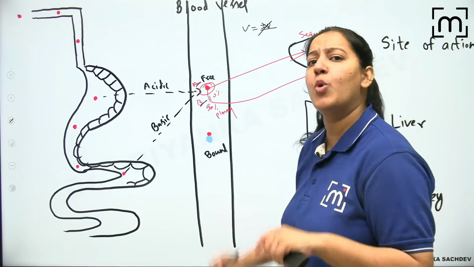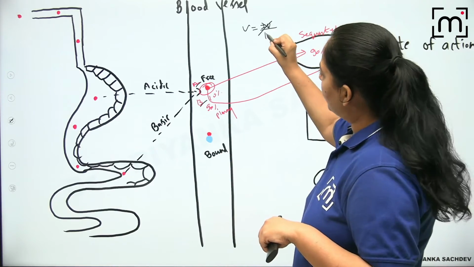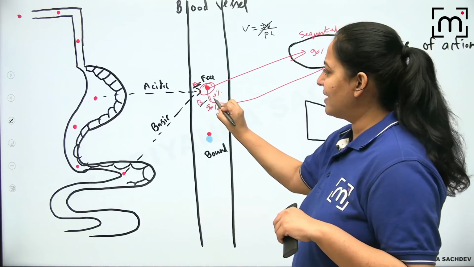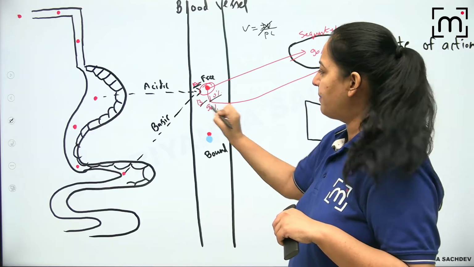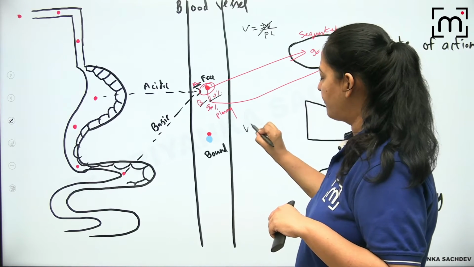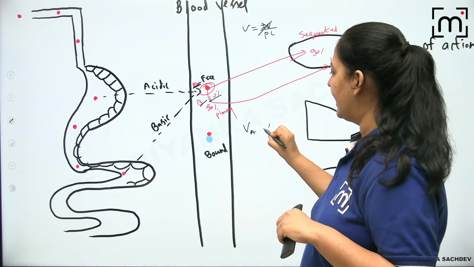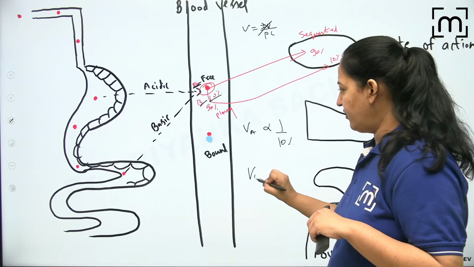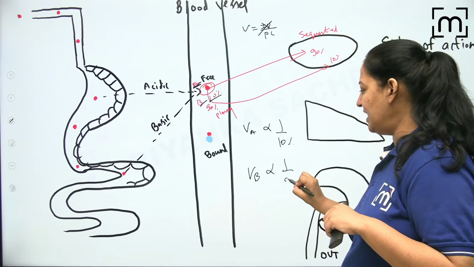Drug A and drug B, both given IV. But the denominator, the plasma concentration, is different. For drug A, the plasma concentration is only 10%, and for drug B, the plasma concentration is 90%. So for volume of distribution, for drug A, it is 10% in the plasma, and for drug B, it is 90% in the plasma.